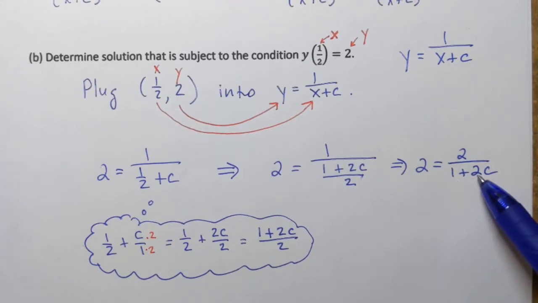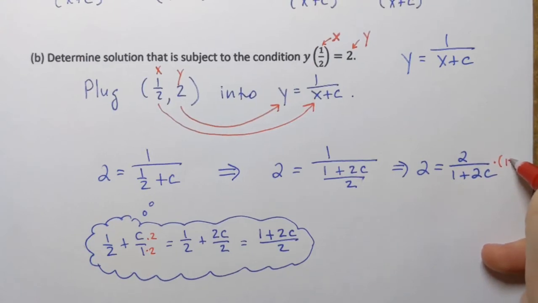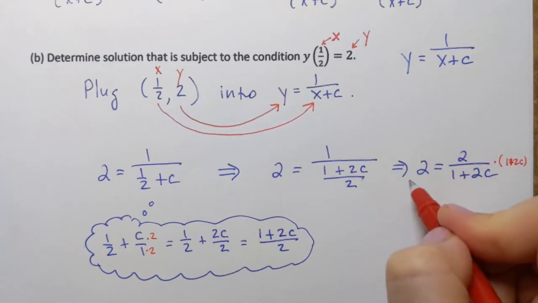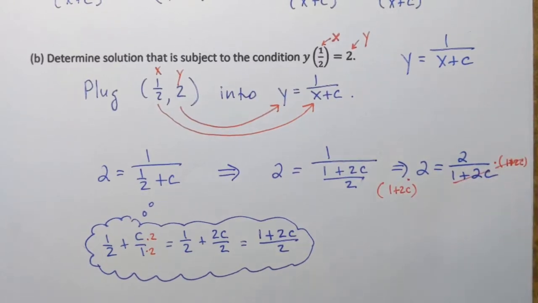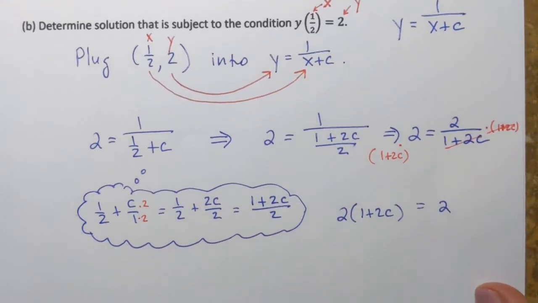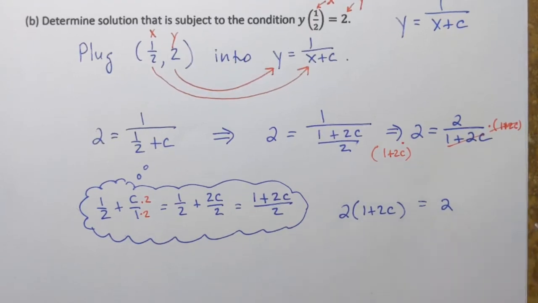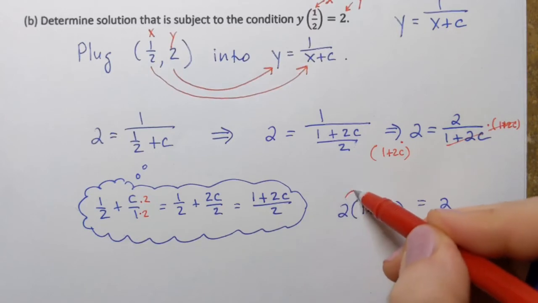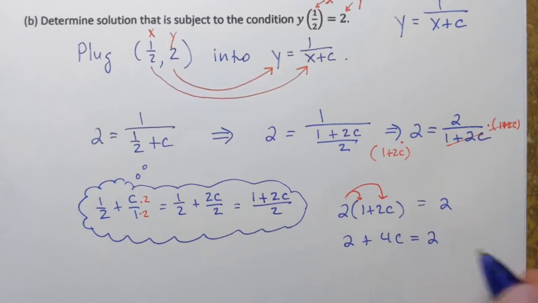Next, I would want to get rid of this denominator on the right hand side, and I can do that by multiplying by that denominator on the right and on the left. So times 1 plus 2c on the right hand side, and then times 1 plus 2c on the left hand side. So that cancels the denominator on the right, and we get 2 times 1 plus 2c on the left and just 2 on the right. Okay, we're almost there. A few options here. I think I'll just distribute 2. So that's going to be 2 plus 4c equals 2.